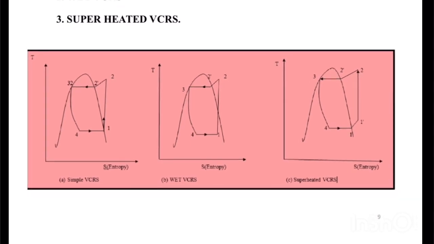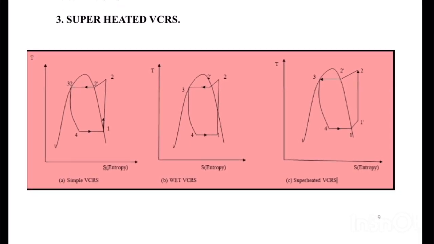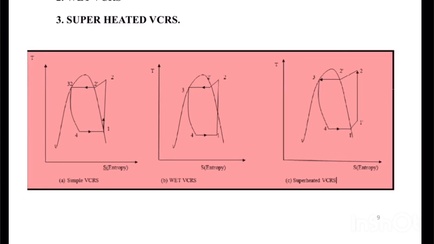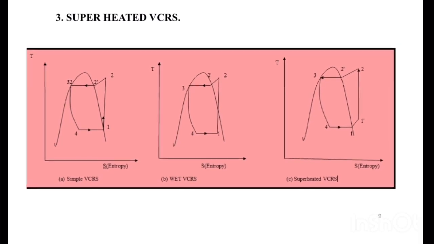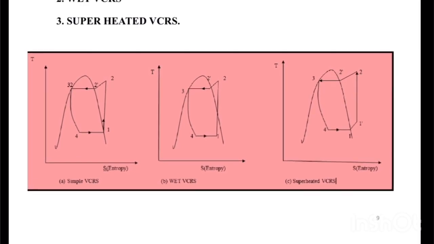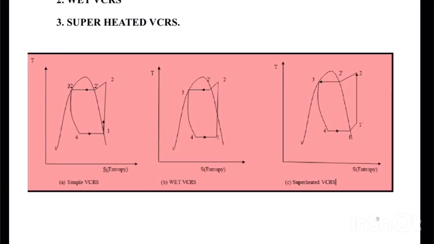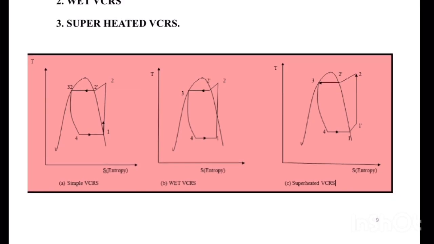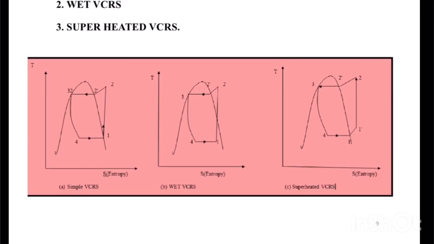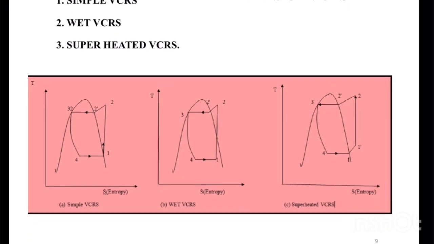In the first TS diagram, you can see 1 to 2 is the isentropic compression, 2 to 3 is the constant pressure heat rejection, 3 to 4 is the throttling process, and 4 to 1 is the heat absorption at constant pressure. Point 1 starts from the saturated curve. It means it is the simple VCRS system.